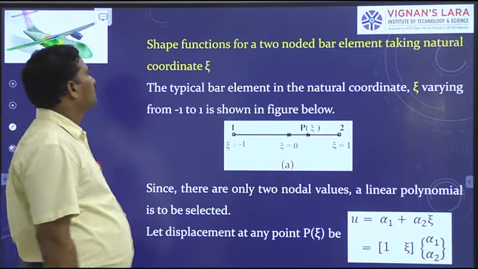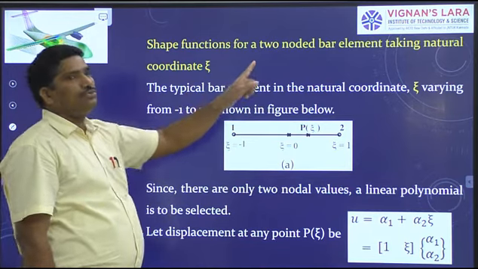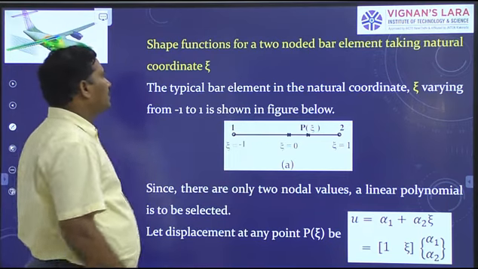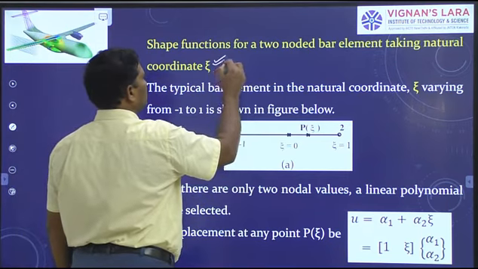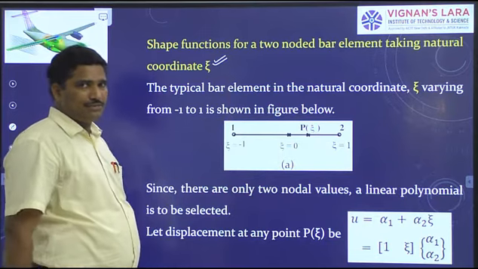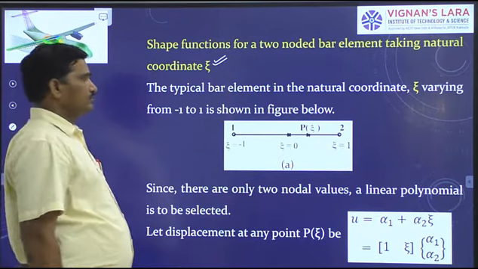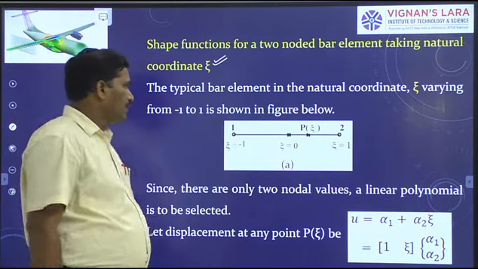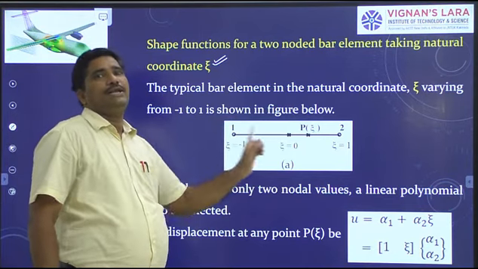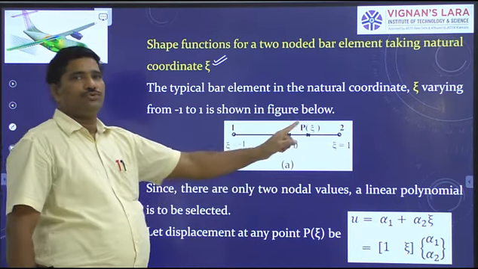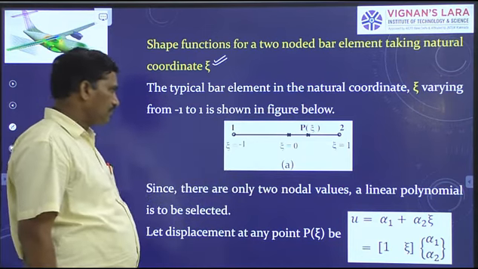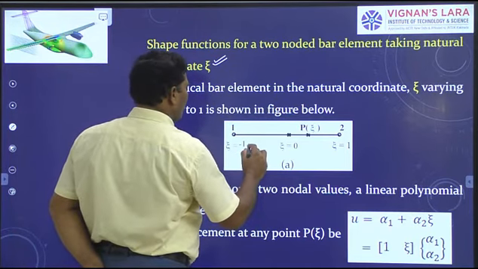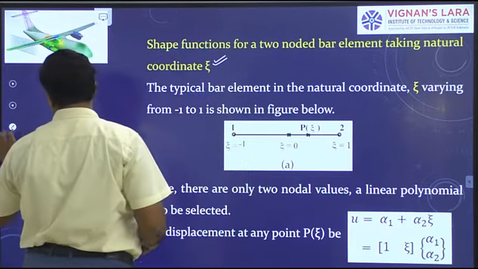Another case. Shape functions for a two-noded bar element taking natural coordinate ξ. It is a Greek letter. Okay. Now, visualize this diagram. We have a one-dimensional element connecting two nodes. The length of this element is covered as ξ varies from -1 to +1.